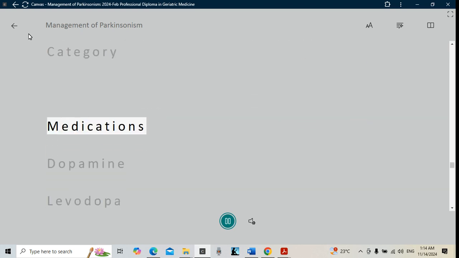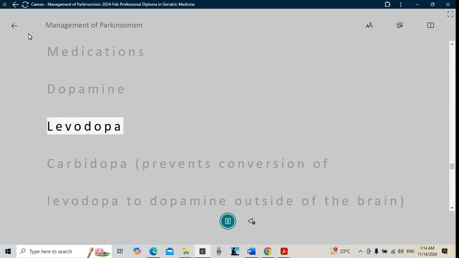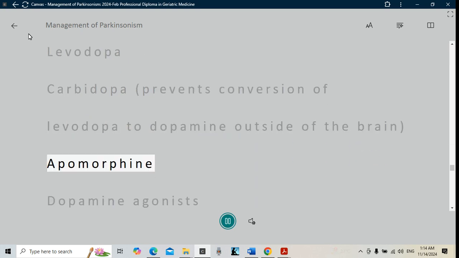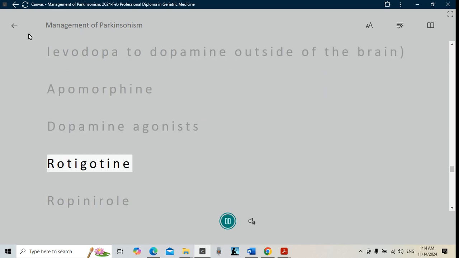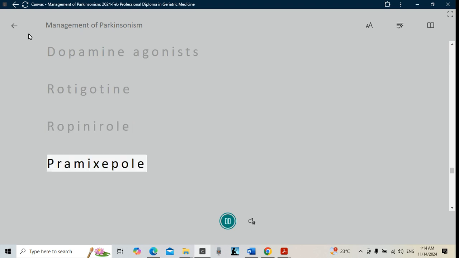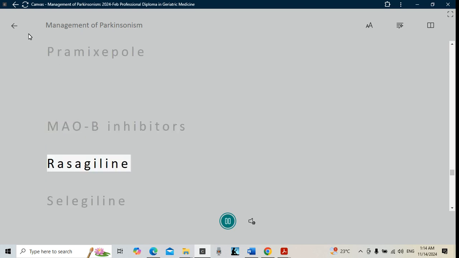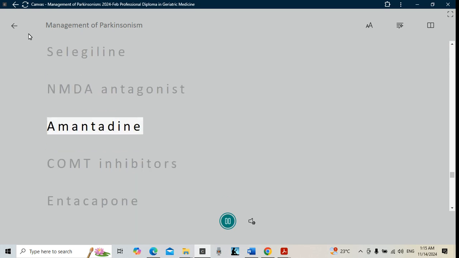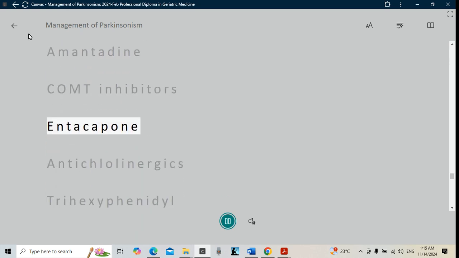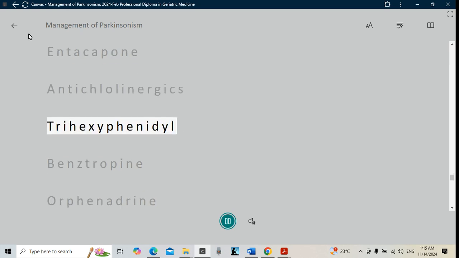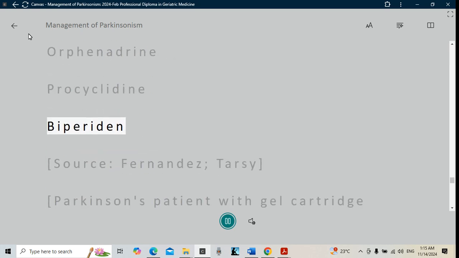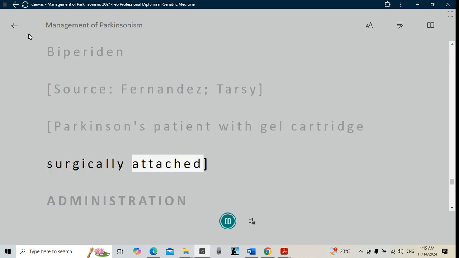Category: Medications. Dopamine: Levodopa. Carbidopa prevents conversion of levodopa to dopamine outside of the brain. Apomorphine. Dopamine agonists: Rotigotine, Ropinirole, Pramipexole. MAO-B inhibitors: Rasagiline, Selegiline. NMDA antagonist: Amantadine. COMT inhibitors: Entacapone. Anticholinergics: Trihexyphenidyl, Benztropine, Orphenadrine, Procyclidine, Biperiden. Source: Fernandez, Tarzi. Parkinson's patient with gel cartridge surgically attached.